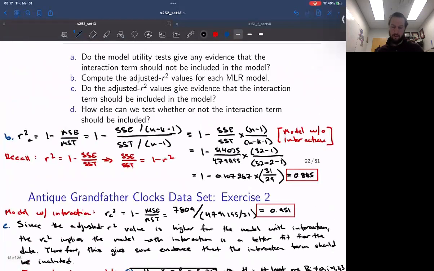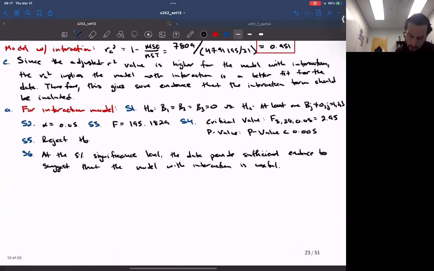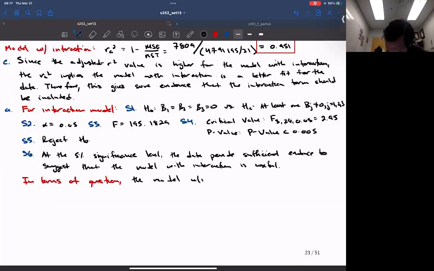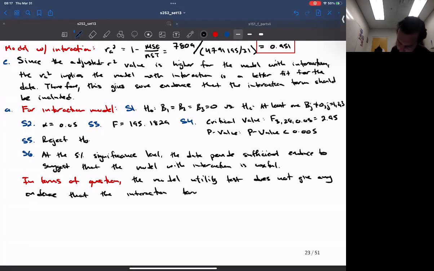Then it asks, does it give any evidence that the term should not be included? In terms of the question, the model utility test does not give any evidence that the interaction term should not be included.